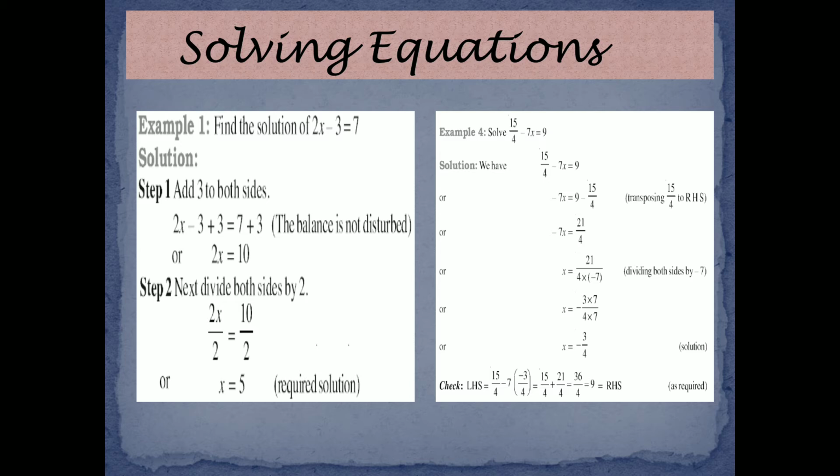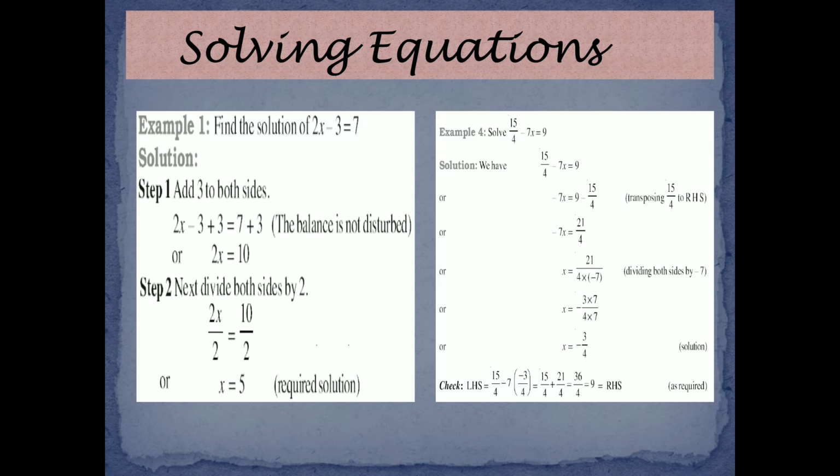Where you eliminate the coefficients, constants, or any other part which is there on the left hand side and right hand side, step by step. Similarly, let's see question example 4. Solve 15 by 4 minus 7x is equal to 9.